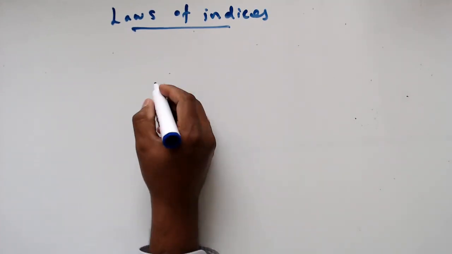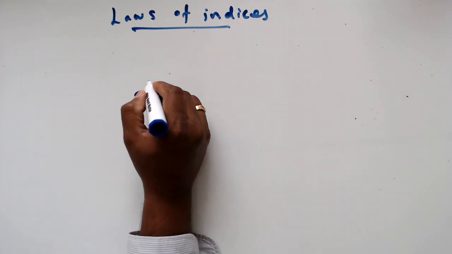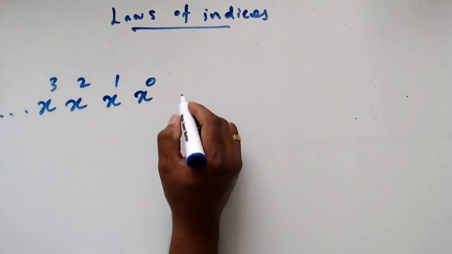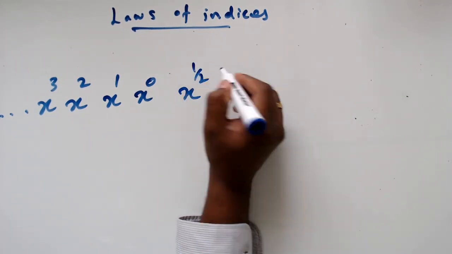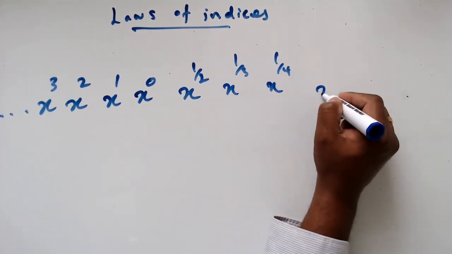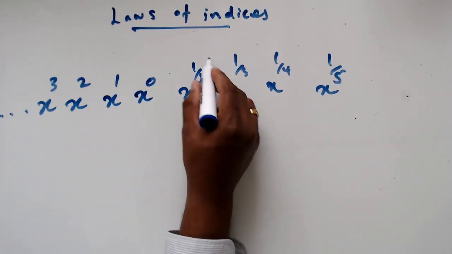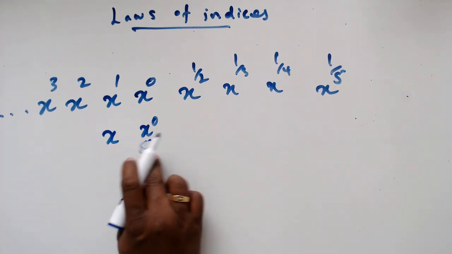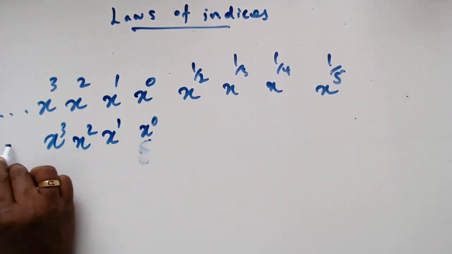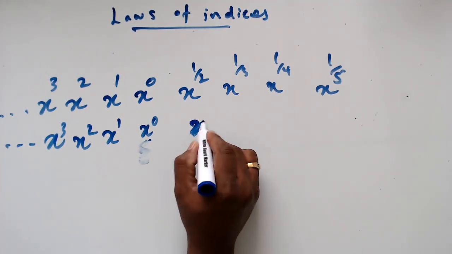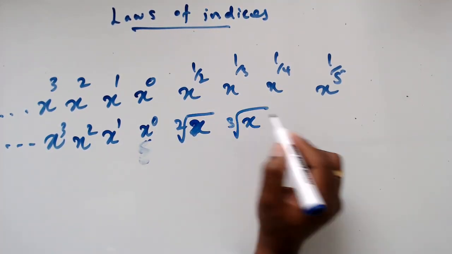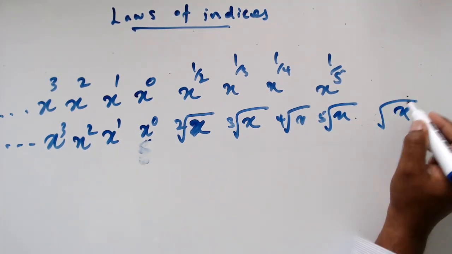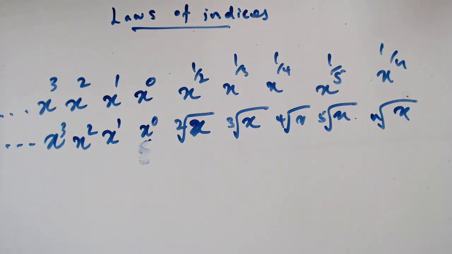If I expand a little bit, if I write x to the power 0, x^1, x^2, x^3, and then x^(1/2), x^(1/3), x^(1/4), x^(1/5), you can give a different symbol. x^0 is 1, also we know x^1, x^2, x^3, and these you can write as the second root, third root, fourth root, fifth root, and x^(1/n) as the nth root, like that.